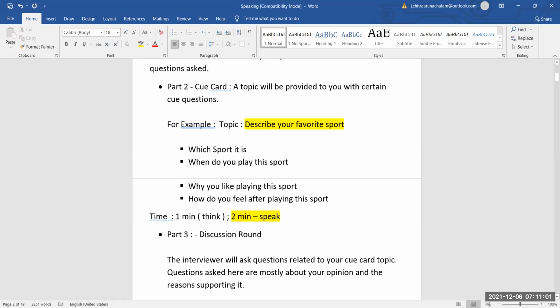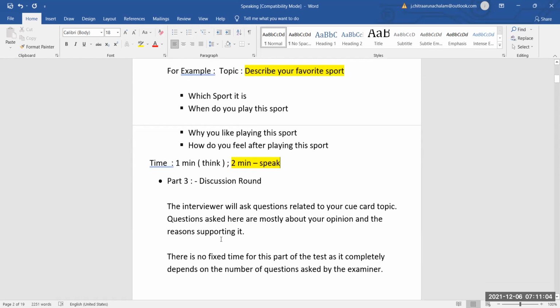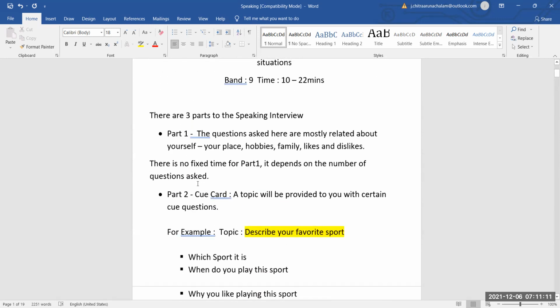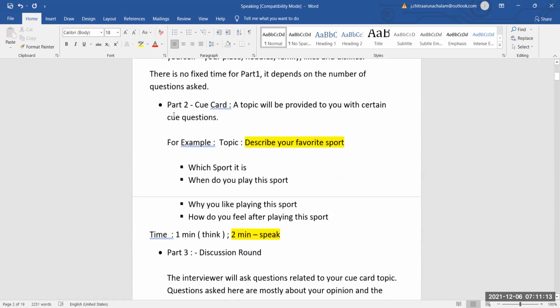Moving on to the discussion round. See, this is the most challenging one. Why? Because I told you part 1 is a kind of warm-up session. Part 2 is actually the place where you can showcase your fluency, because there will not be any interruption. Only you will be talking. But when you take part 1 and part 3, the examiner will definitely interrupt you by throwing in other questions. So please make use of the part 2 time efficiently.